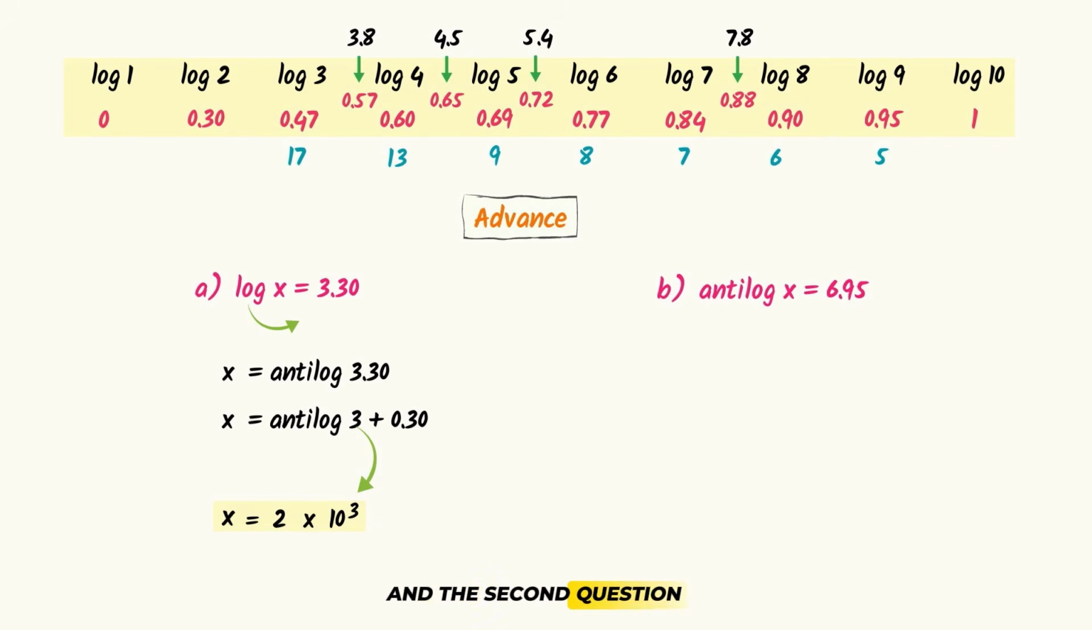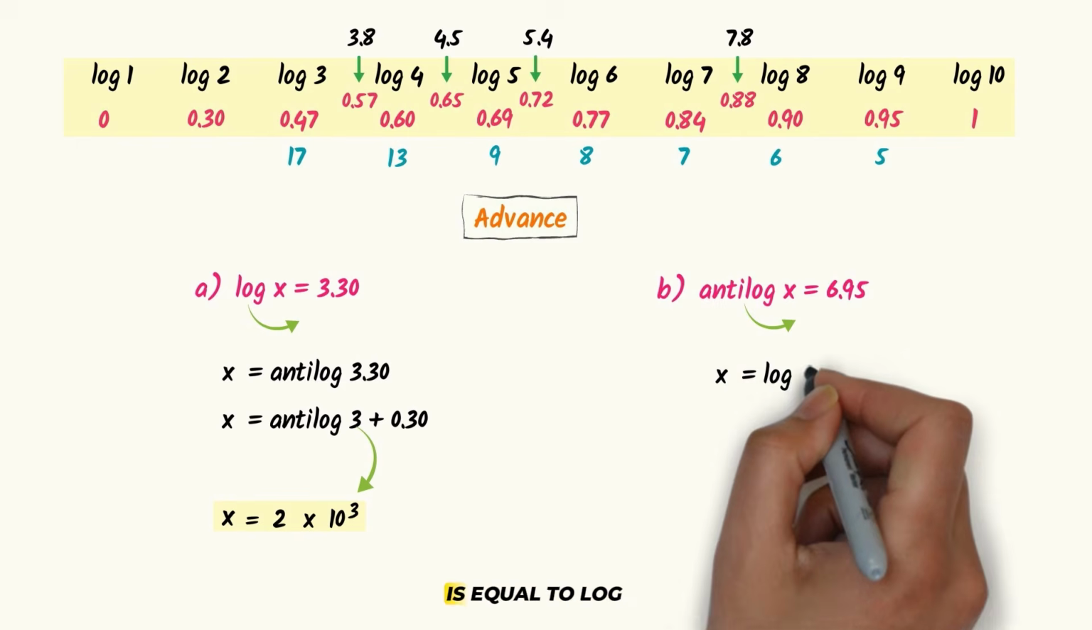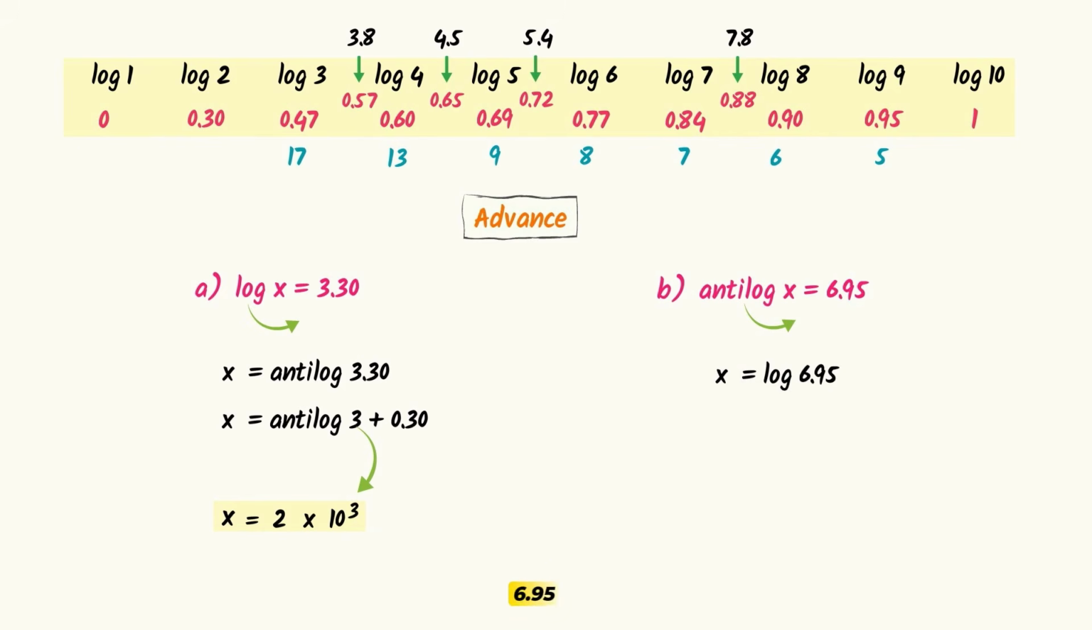In the second question, I transfer antilog from the left hand side to the right hand side. I get x is equal to log 6.95. We know that log 6.95 is approximately equal to 0.83. I get x is equal to 0.83. Therefore, using my personal trick, you can crack any question in chemistry without a calculator and without a log table.